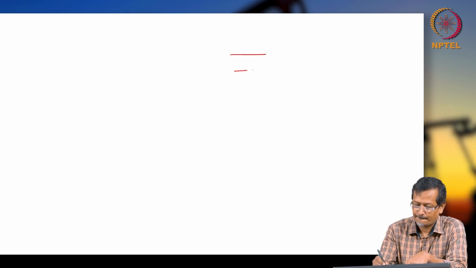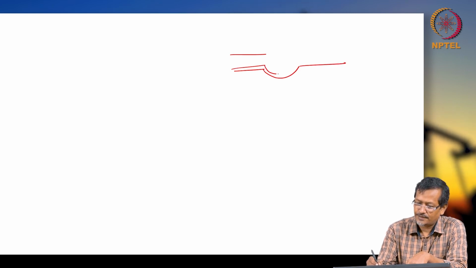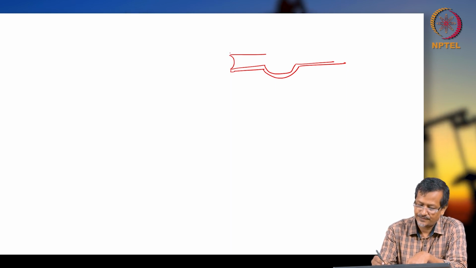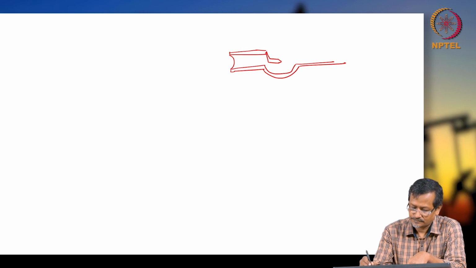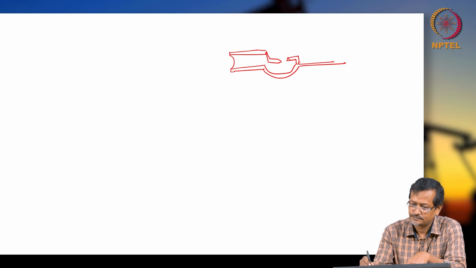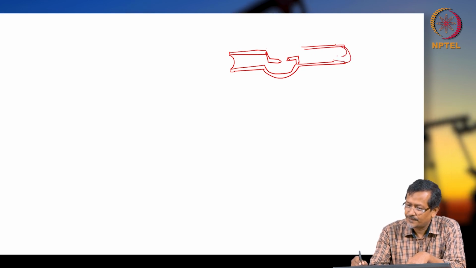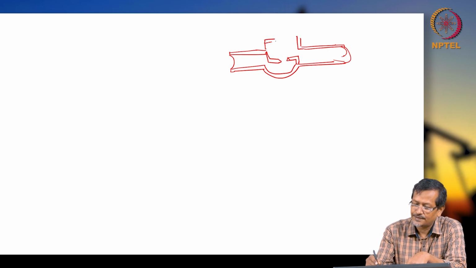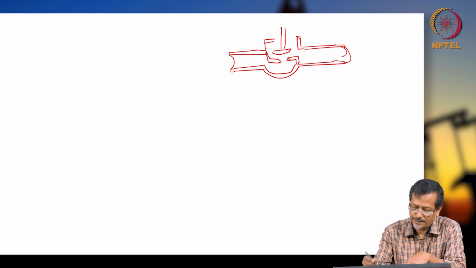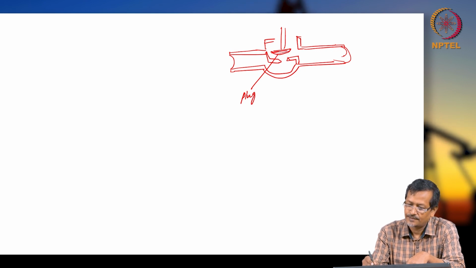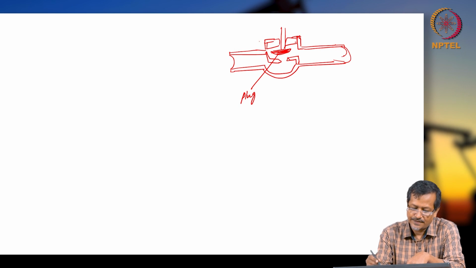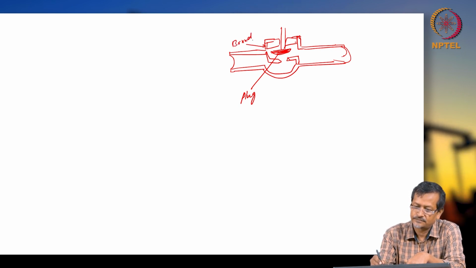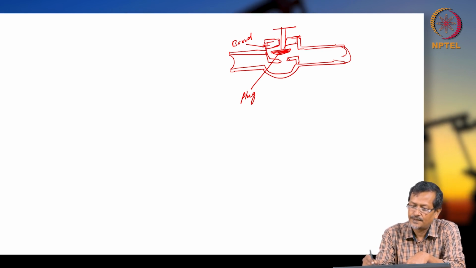So the globe valve will be like this. It will have a pipe like this, then a pipe cross section. One stem will be coming, with one plug. This is called the plug. The plug will be blocking this flow path, and one stem is coming, and this is called the bonnet. So the bonnet will be blocking the path, and there will be one knob.